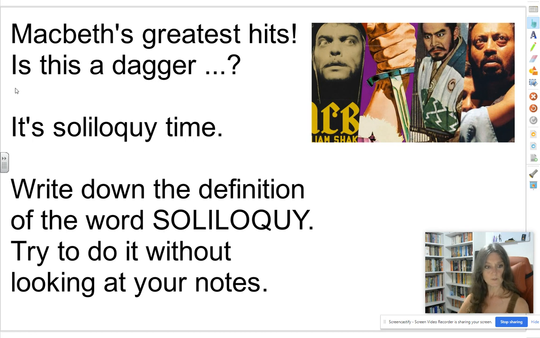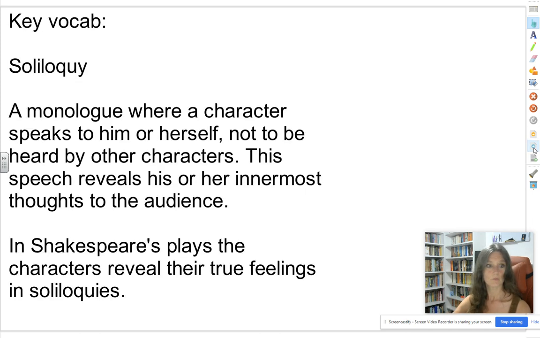So what I want you to do before we move on is to write down the definition of the word soliloquy, which we studied in the video 3 that I did with you. So see if, without looking at your notes, you can remember what a soliloquy is, jot it down, and then be ready to check your answer in one moment. Here it is. Okay, so this is what you should have written down last lesson, hopefully got close to it today.